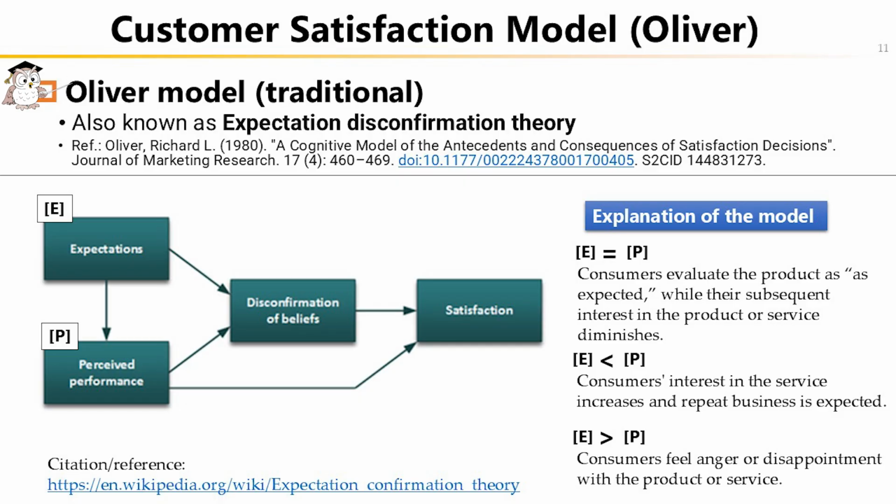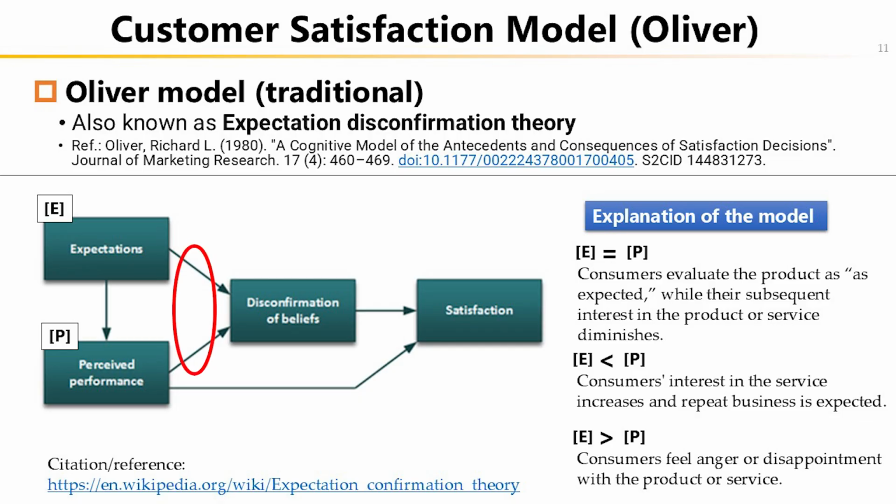Here, we introduce the Oliver model, a classic but simple customer satisfaction model that is often referred to. This model is also known as the expectation disconfirmation theory. The notations, E and P, in the diagram respectively correspond to the expected service and perceived service of the service quality mentioned earlier.